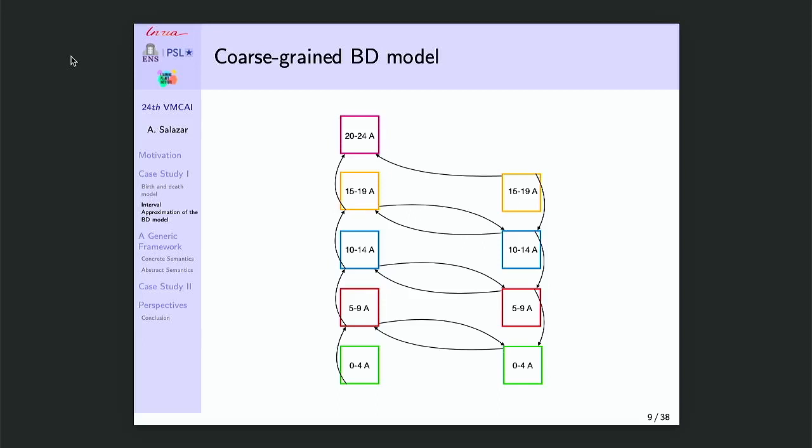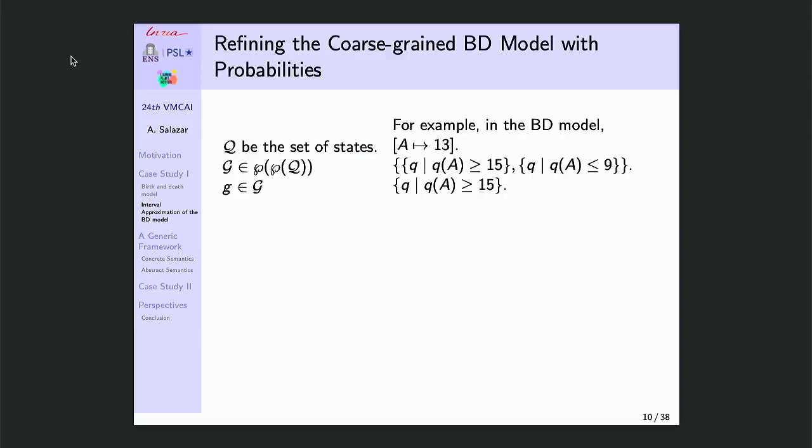So at this point, what we want to do is to reintroduce probabilities into this abstract transition system and see where the general trend of the dynamics of the birth and death model will converge to. Which interval will it converge to? So we do this accordingly. We denote capital Q as a set of states. A particular state is a mapping of the variable A to a value of 13. So you can imagine that in the previous example, this was in the blue interval.